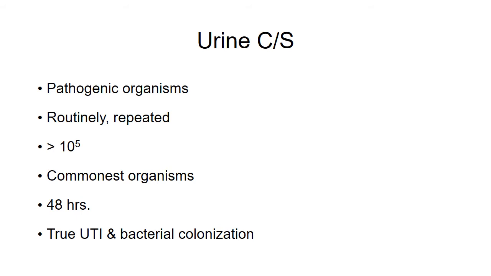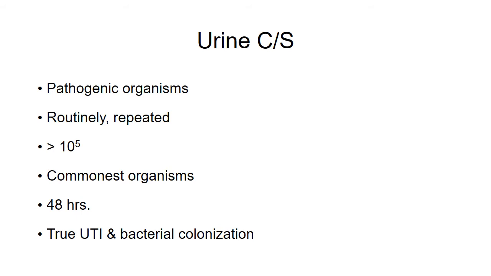If the level of the organism is more than 10 raised to 5, it indicates urinary tract infection. The common organisms seen are E. coli, Pseudomonas, Klebsiella, Proteus, etc. If no clinical improvement is seen within 48 hours after the antibiotic use, then we have to repeat the culture and sensitivity test. We have to also differentiate true urinary tract infection from bacterial colonization. For true urinary tract infection, there are 3 criteria. First one is there should be presence of bacteria in urine.